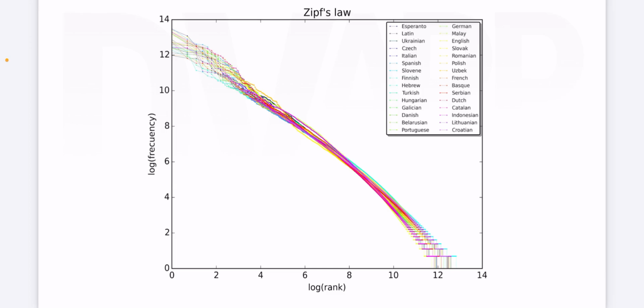We can see in this picture the results of this Zipf's law experiment among different languages. And we can see that in the middle the data match and diverge slightly only at the beginning and at the end. For example, the most common Ukrainian word has lower frequency than the most common Spanish word.